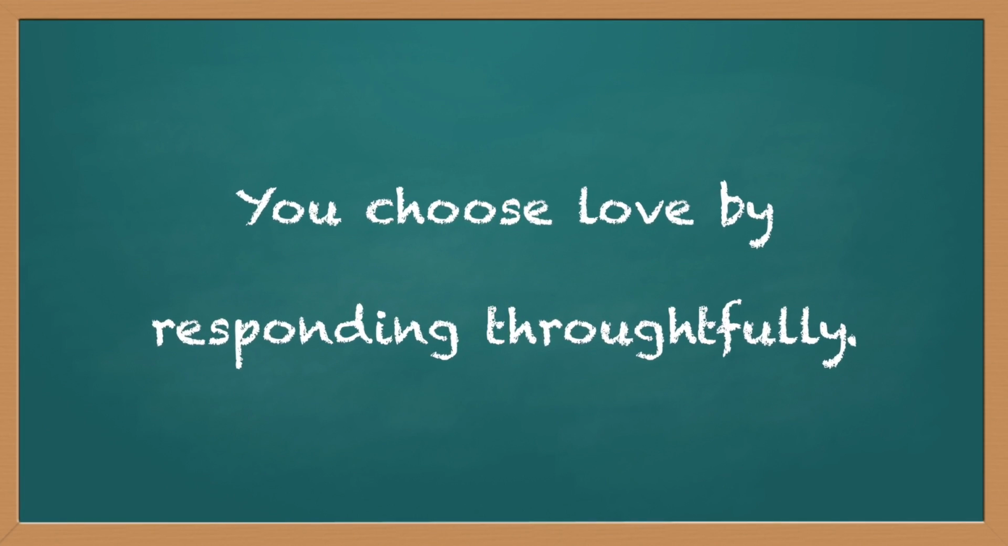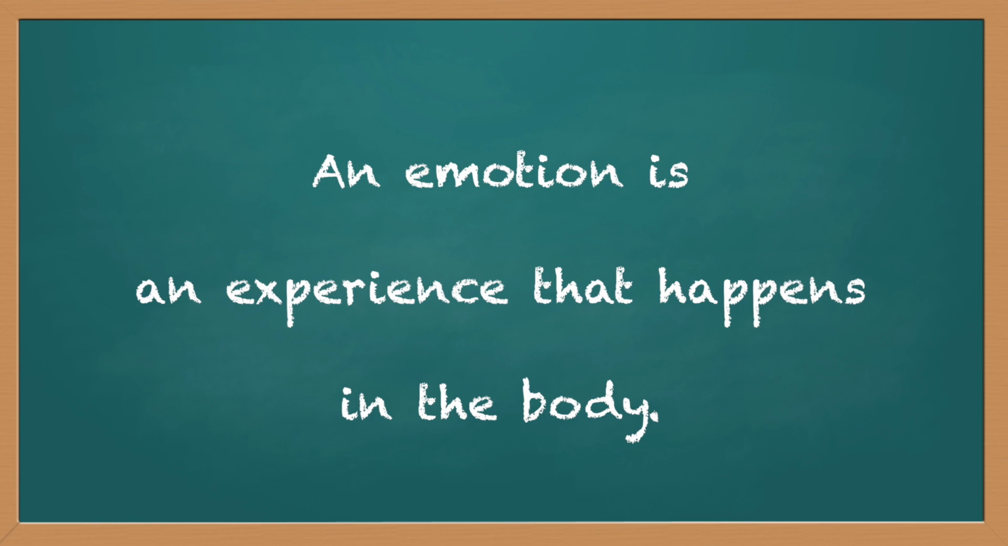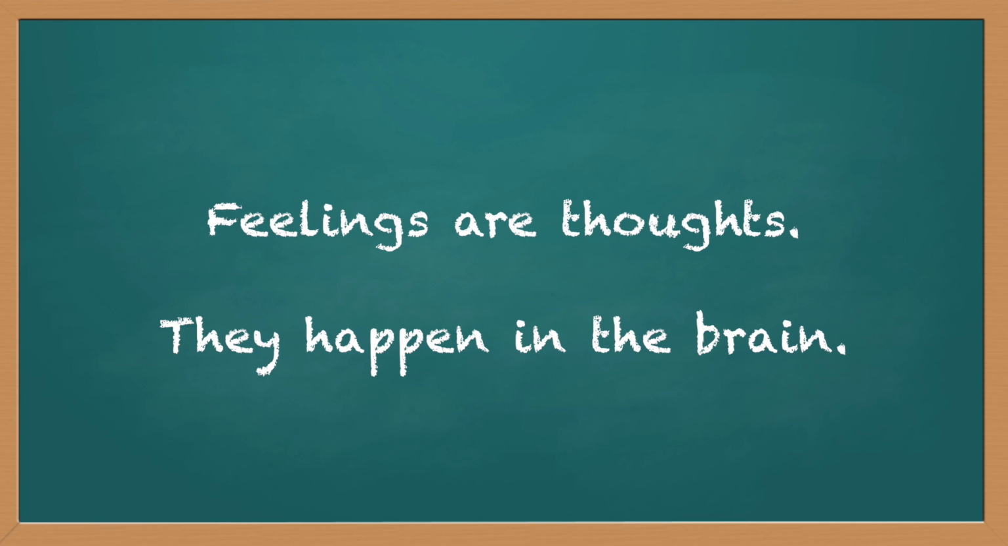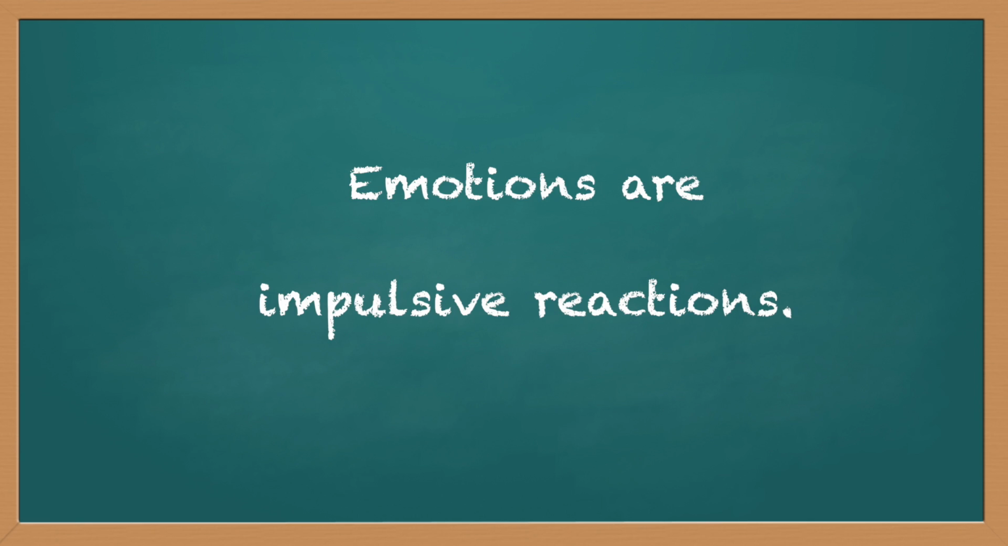In other words, thoughtful response versus impulsive reaction. We learned about emotions: anger, fear, joy, sadness, disgust, contempt, and surprise, and the fact that an emotion is an experience that happens in the body. We learned that feelings are different because feelings are thoughts. They happen in the brain. Both feelings and thoughts can be changed. Remember how this whole movement started? Change an angry thought to a loving thought? Emotions are impulsive reactions. Emotions just happen.